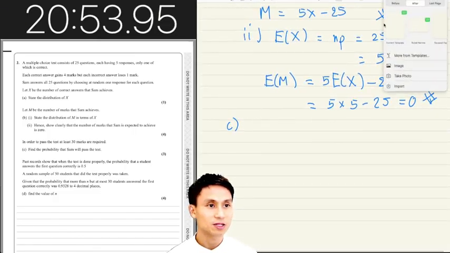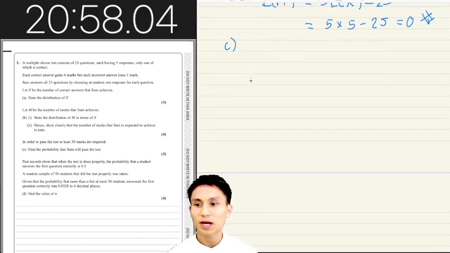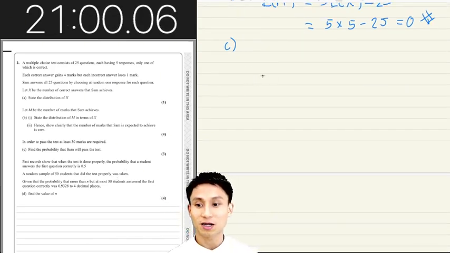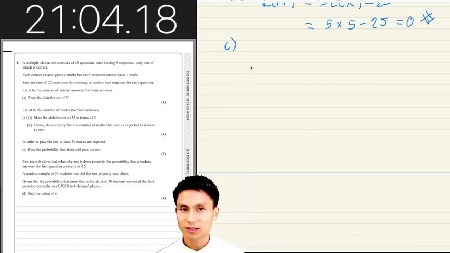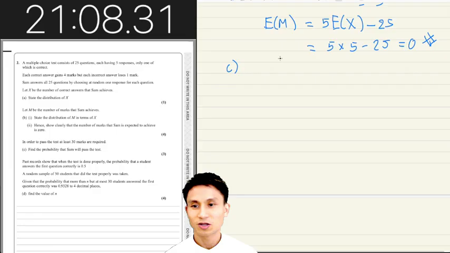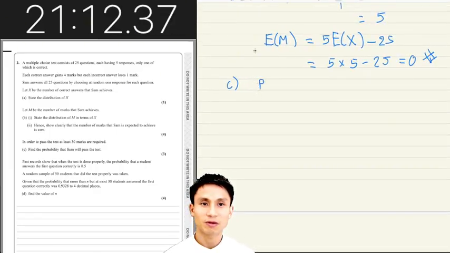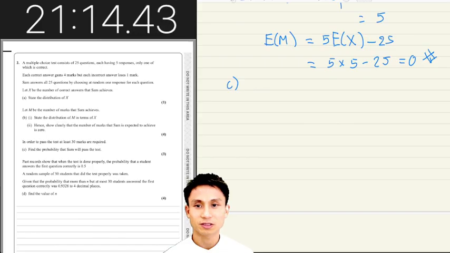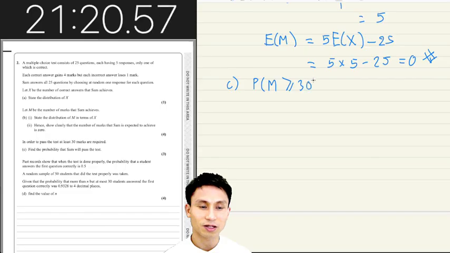Just going to add a page here, just in case. In order to pass the test, at least 30 marks are required. Okay, 30 marks are required. Find the probability that Sam will pass the test. So we need him to get at least 30 marks, so we want P of M at least 30.